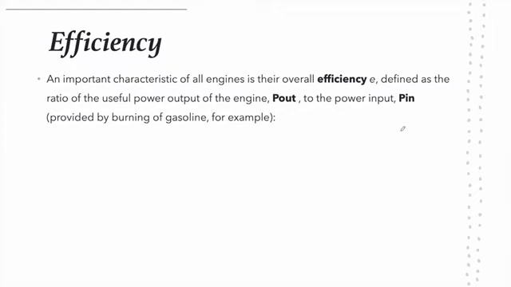So for example, if we're talking about a car, you provide it with gasoline, right? Gasoline burns, and not all of that is being used to power the car. There's a lot of waste in gasoline engines, right? A lot of it just goes to heat up the engine. A lot of power is wasted and goes up the exhaust pipe, and only very little actually moves the car forward. So to define efficiency, we simply divide output power by input power.